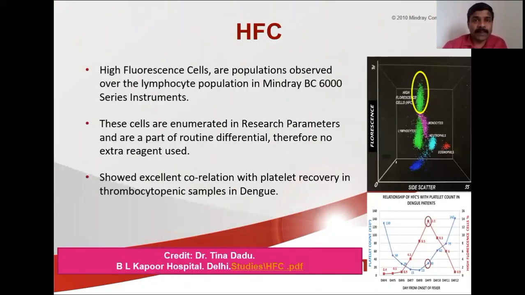Coming to the next parameter, which is the HFC. HFC is nothing but high fluorescent cells, which is also directly captured from the WBC differential channel, and this can be used in different kinds of conditions. One application is in dengue infections, where this parameter can be used for monitoring platelet recovery. You can see the HFC jump. The HFC jump had good correlation with platelet recovery.